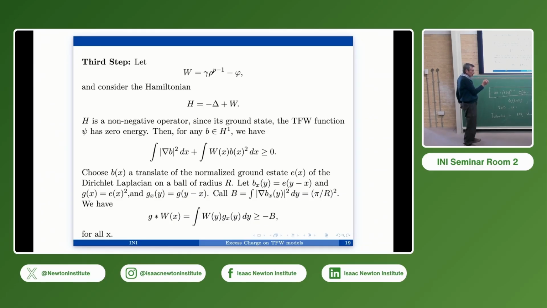In order to use the fact that you are close to Thomas Fermi, you use a little length. You use a function b that you choose as the ground state of the Dirichlet Laplacian on a ball of radius L, and then you move this around. So b of x_i is the translation of that thing there.